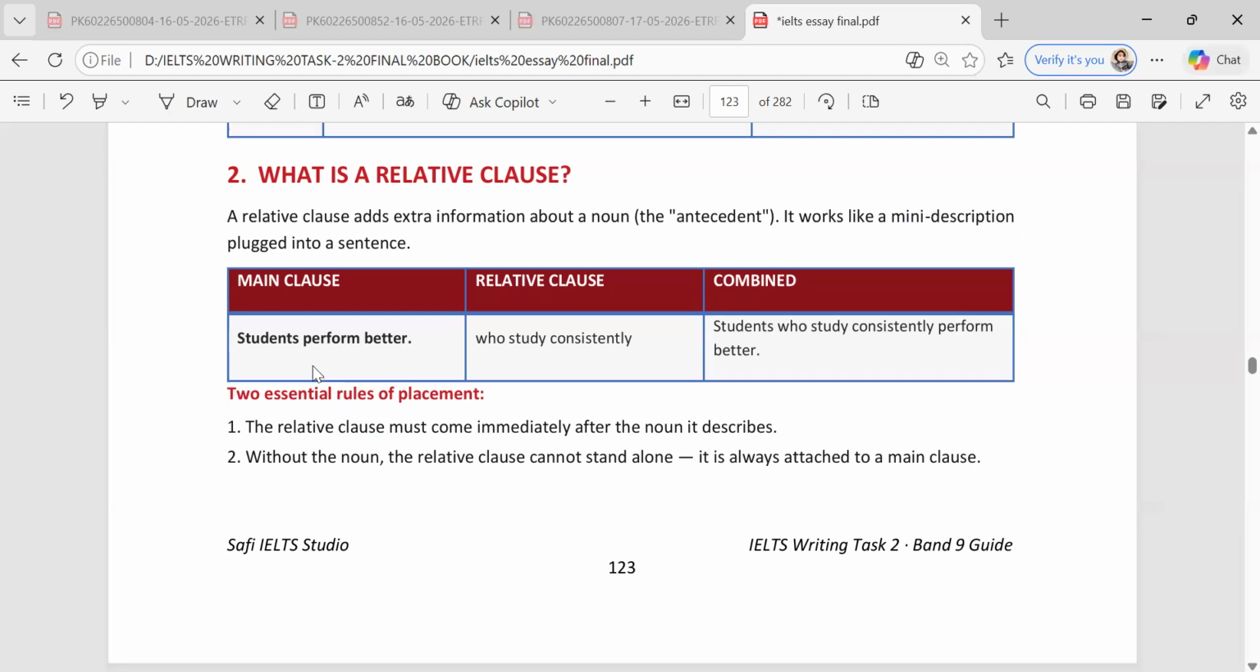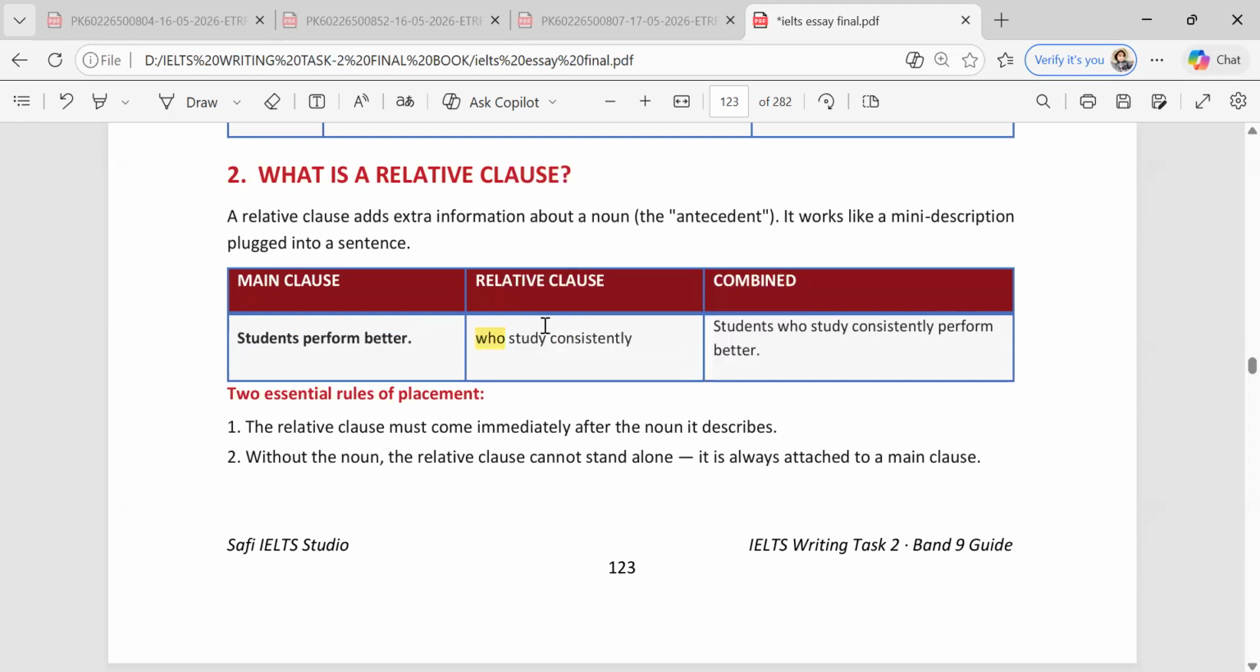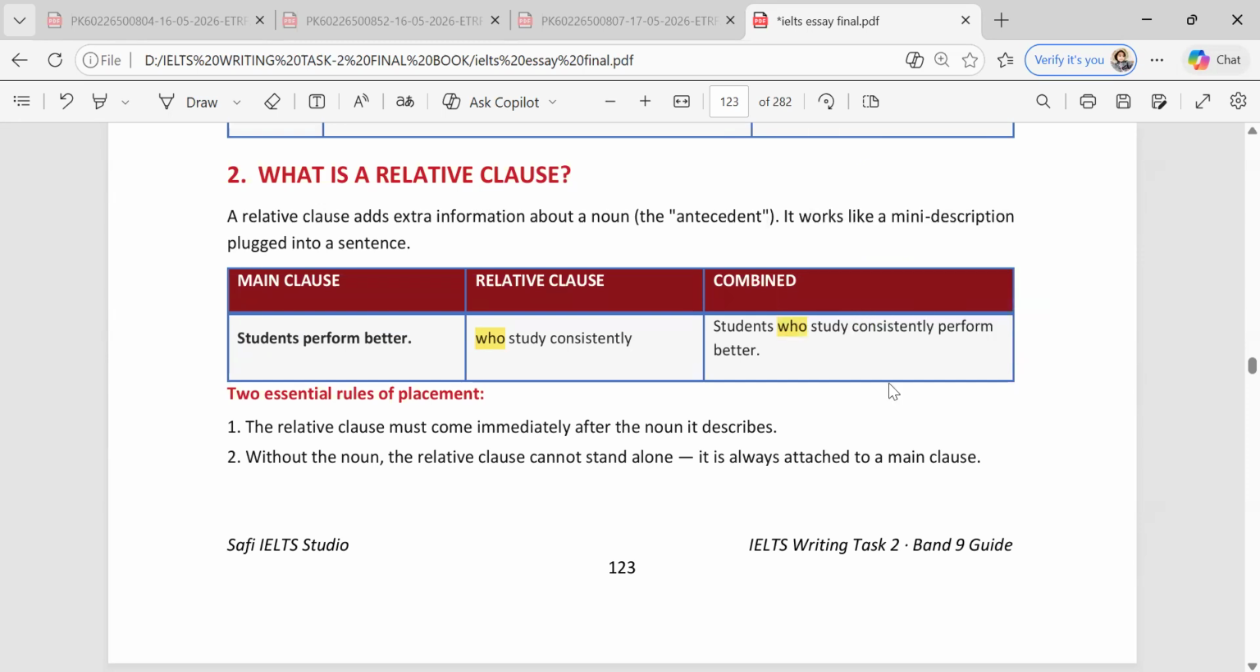Let's start by taking two examples. For example, the first one: students perform better, and the second one: who study consistently. Now can you see "who"? This is what I call a relative clause. How can we combine both of them? We may write it this way: students who study consistently perform better. Now, can you see? In this sentence, I have used a relative clause.